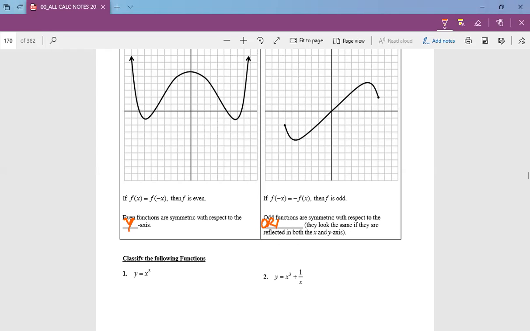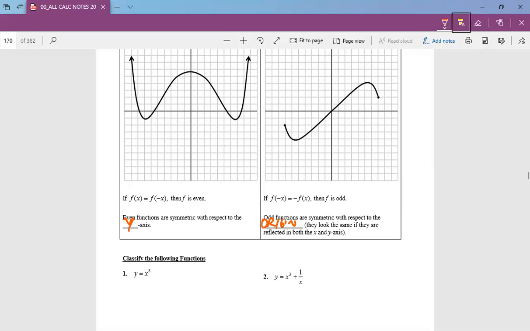So odd functions are symmetric with respect to the origin. They look the same if they are reflected in both the x and y axis. It actually ends up being rotational symmetry. If we rotate it 180 degrees, do we get to the same place? And so that's our definition of an odd function. Y is equal to x to the 8. So let's do this first question.